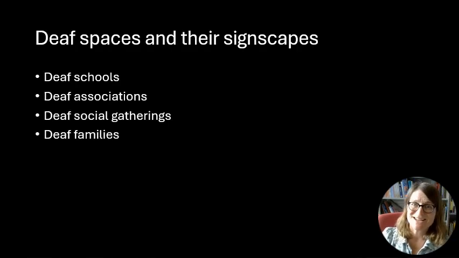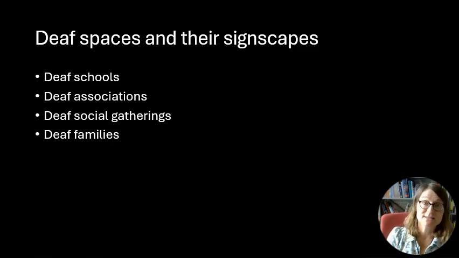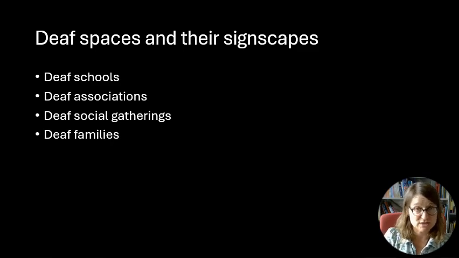Of course, if we look at sign languages, we can't just look everywhere. We need to focus on deaf spaces where we actually see signing going on. So such deaf spaces exist in deaf schools where lots of deaf children come together, but also at deaf associations where we see deaf adults and also children, of course, get together, as well as perhaps less formal social gatherings of deaf people and families with multiple deaf members.